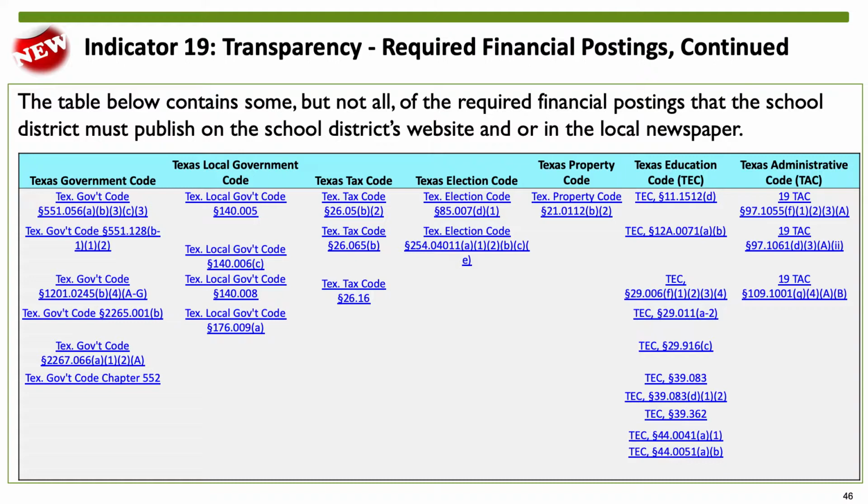Now, if you click on these, once you get access to the actual presentation, it's going to take you out to that statute, law, rule, or regulation. So this is only part of it. In the legislature, they just added some more stuff. I just didn't have time to put it in the presentation. But they just added 2 new requirements for posting.